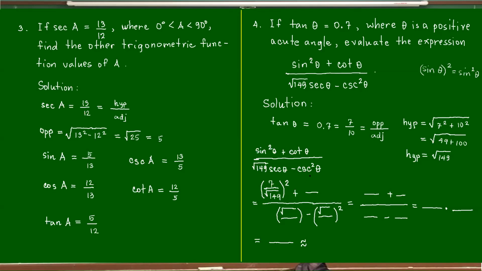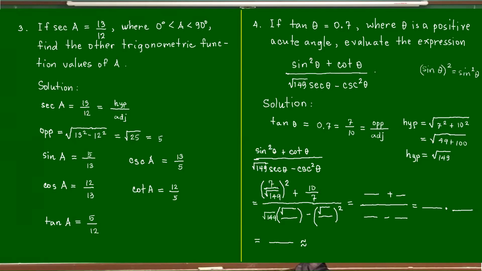What about cotangent? The reciprocal lang po, sir. Reciprocal ng ano? Of tangent. This is 10 over 7. Then we have the square root of 149.